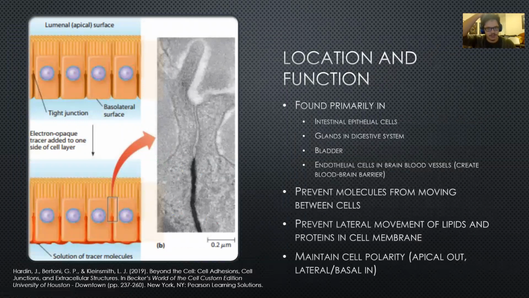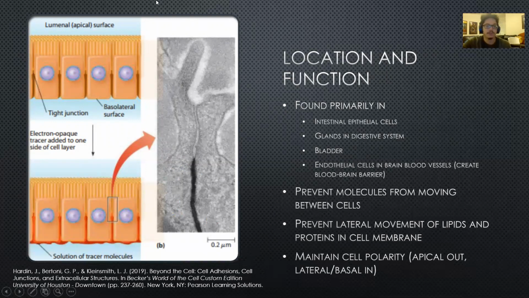These tight junctions are primarily found in the intestinal and epithelial cells, like we talked about before, in the intestine, the glands and the ducts that have to come into contact with the digestive system, the bladder, where they prevent urine from leaking into the rest of your body, which is really important. And they're also responsible for the blood-brain barrier that we see in the endothelial cells in the brain blood vessels.